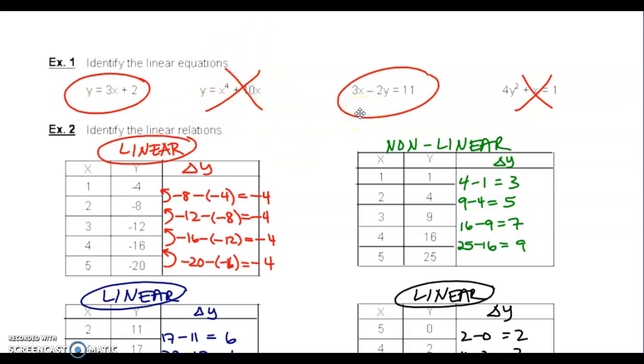3x minus 2y equals 11. So this is a form of standard form. I can see the x has an exponent of 1, the y has an exponent of 1. So yes, indeed, this is linear. And my last example, y squared plus x equals 1. Again, the y has an exponent other than 1, so no, this is not linear.